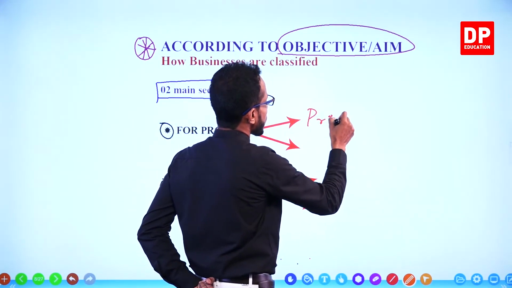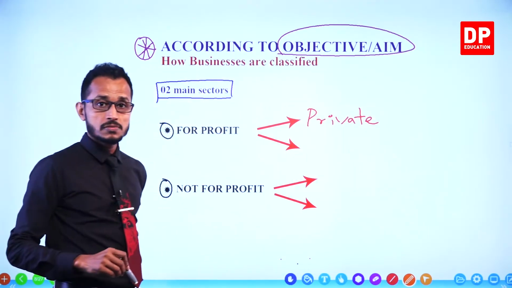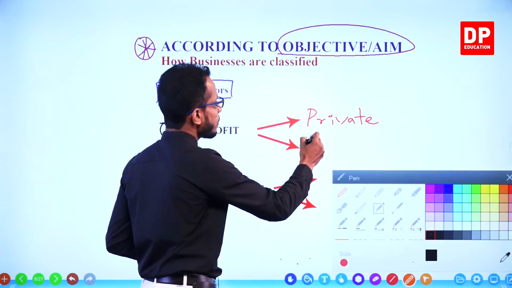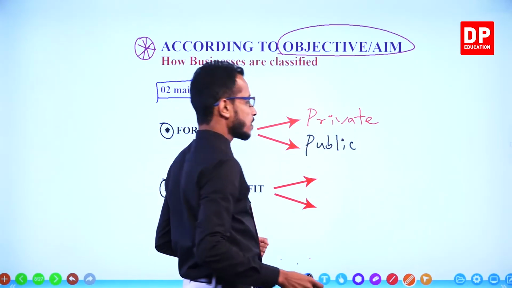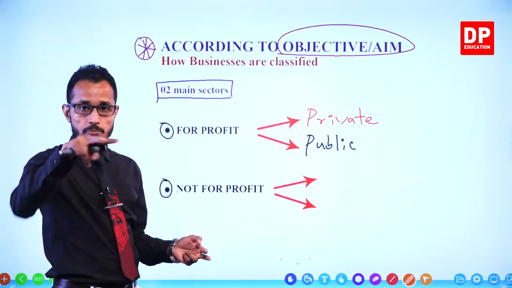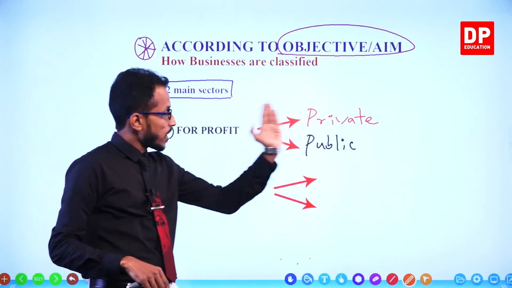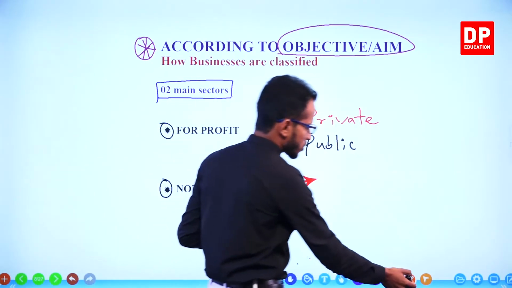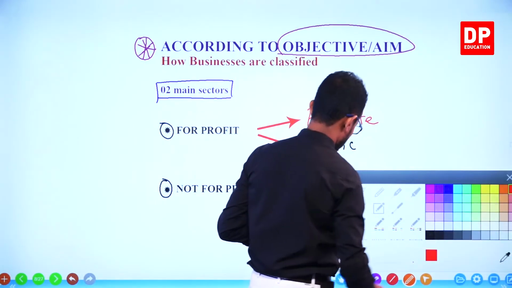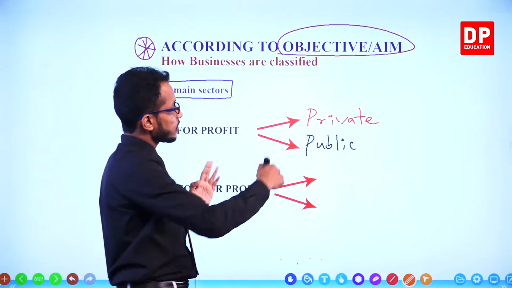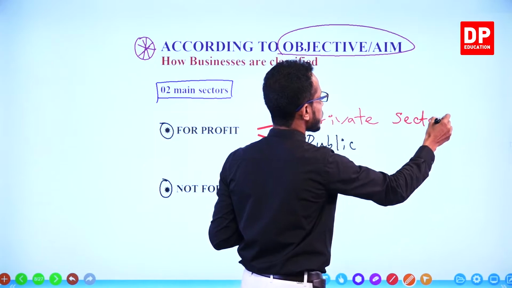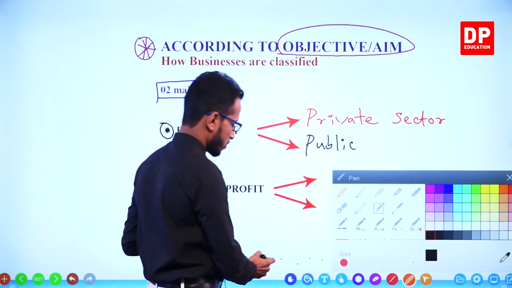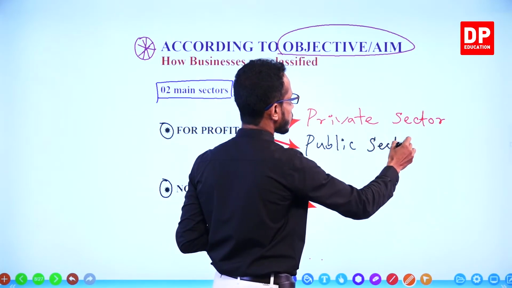Children, there are private businesses which are for profit and public businesses which are run for profit. There are private businesses and there are public businesses. Okay, just like we learned in the previous classification, there are private sector businesses which are for profit, and there are public sector businesses which are for profit.